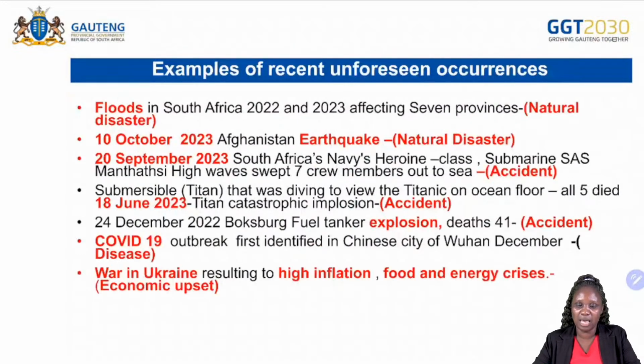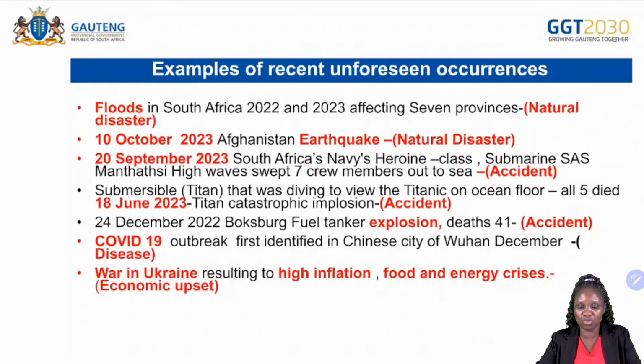And then examples of recent unforeseen occurrences. Floods in South Africa, 2022 and 2023, affecting 7 provinces. This is a natural disaster, all right? And then 10 October 2023, Afghanistan earthquake. This is a natural disaster.